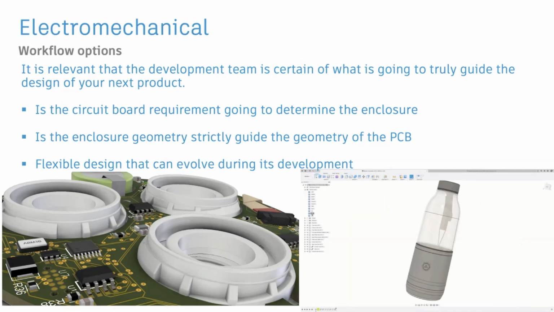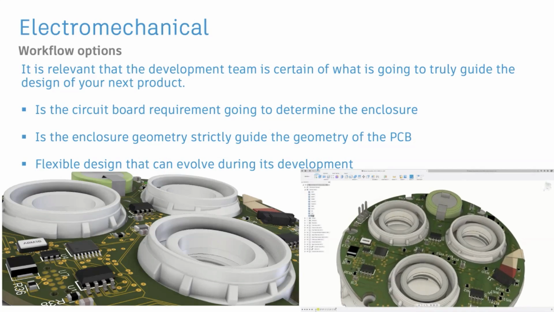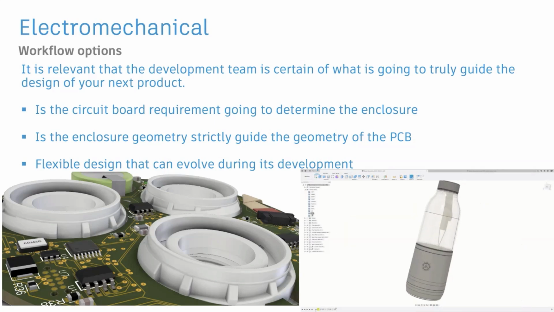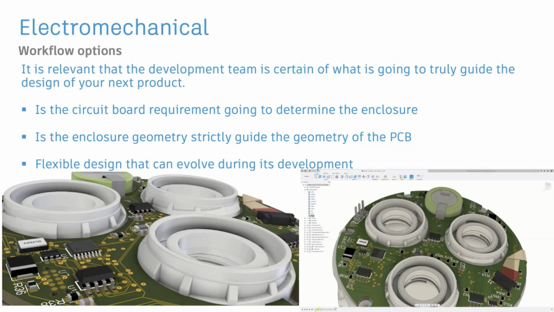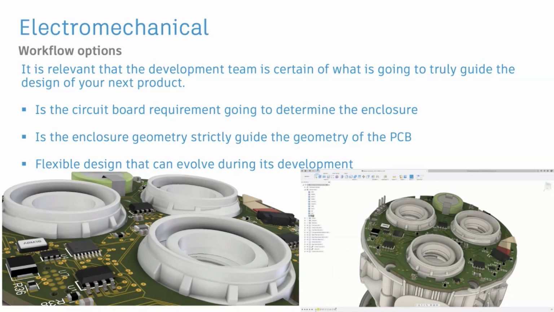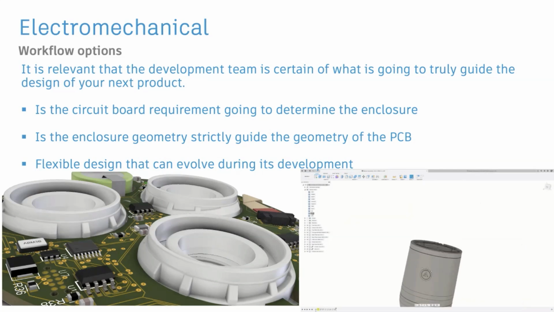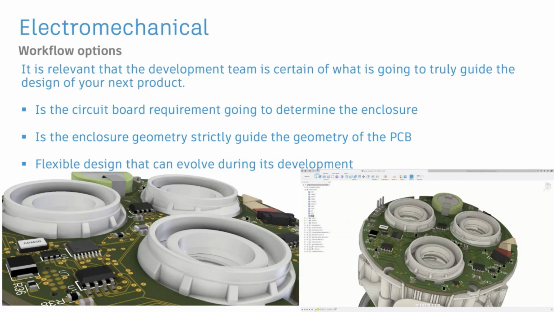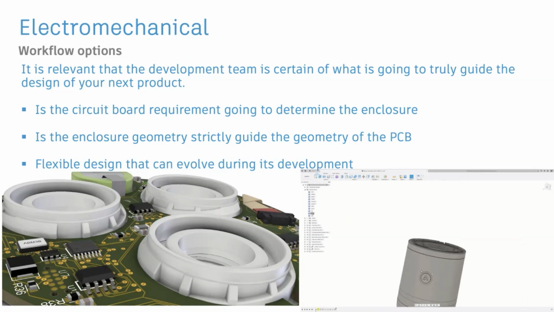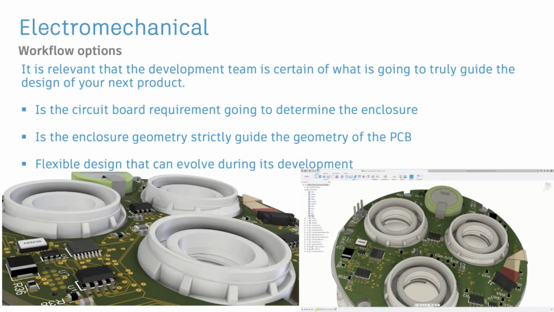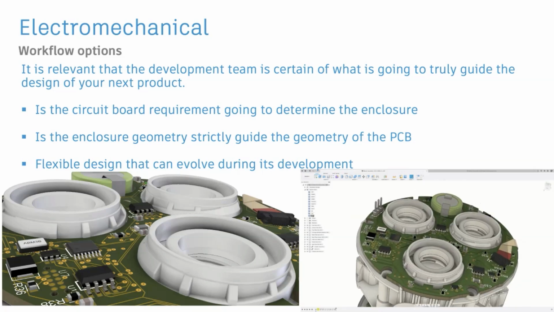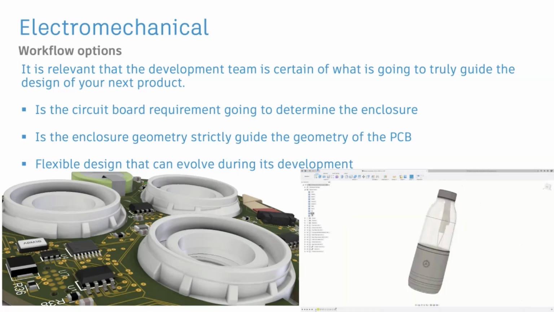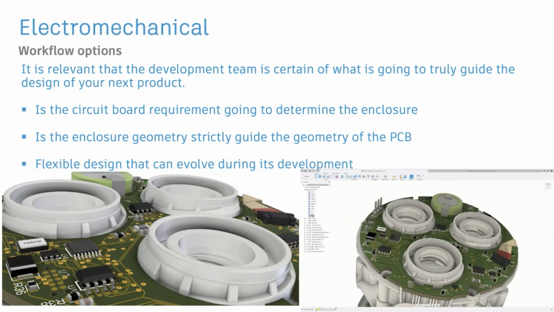Is the enclosure geometry strictly going to guide the geometry of the PCB? Or is the design flexible? In other words, is the enclosure design going to be flexible depending on how my circuit board is shaped? Are they going to be working with each other? These questions need to be answered by the team on the electronics as well as the mechanical side, how they want to go about it, because we do have options for you to use depending on your workflow.